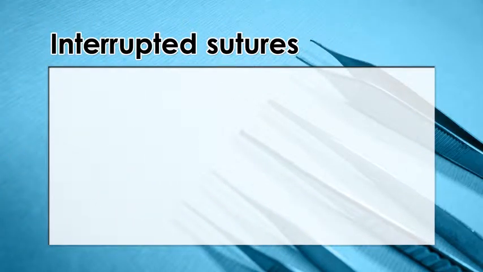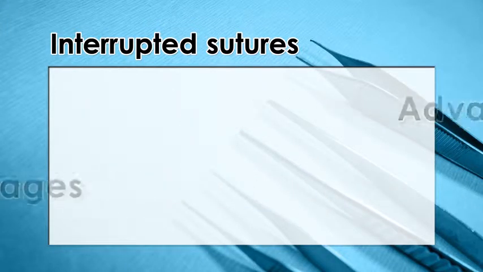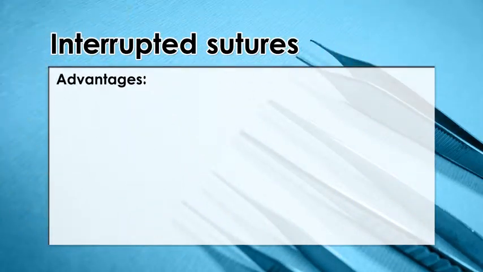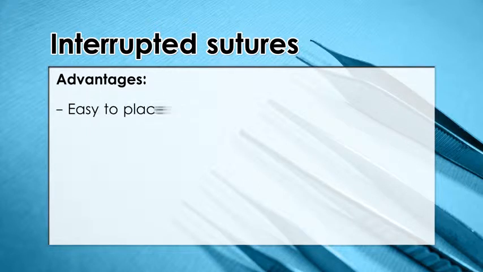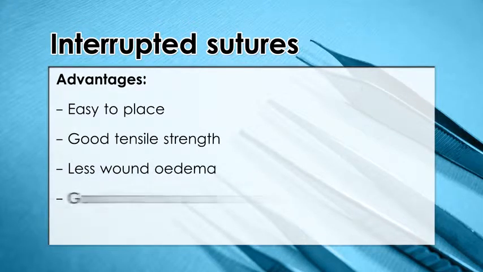Interrupted sutures, advantages and disadvantages. Simple interrupted sutures are the most commonly used method of wound closure. These are as easy to place as a running suture, but have greater tensile strength and less potential to cause wound edema and impair the cutaneous circulation.